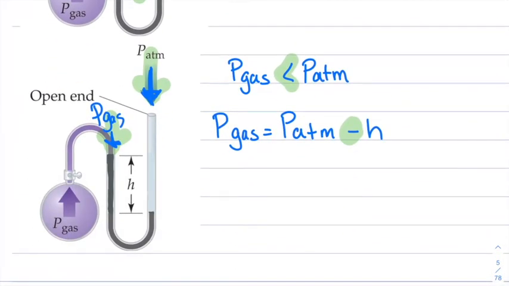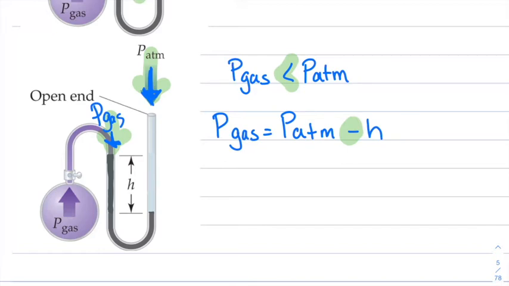And finally here, we have the pressure of the atmosphere, which is stronger, which is able to push the mercury towards our gas. That means the pressure of our gas is less. It is weaker than the pressure of the atmosphere. And because of that, when we calculate the pressure of the gas, we're going to subtract out H.